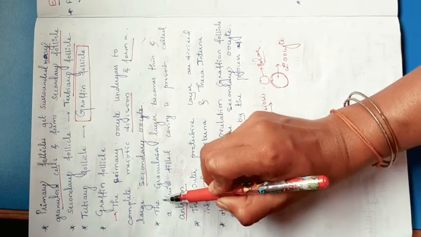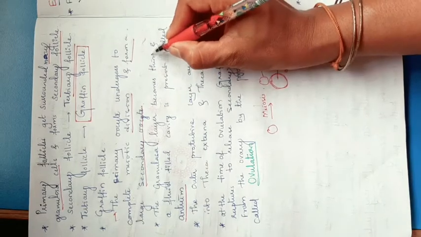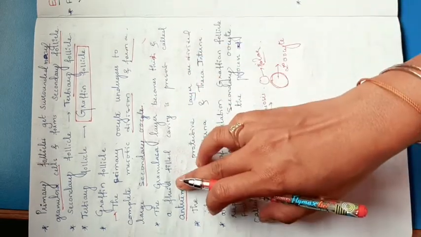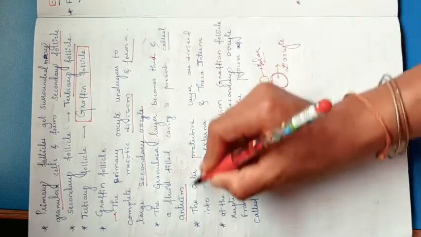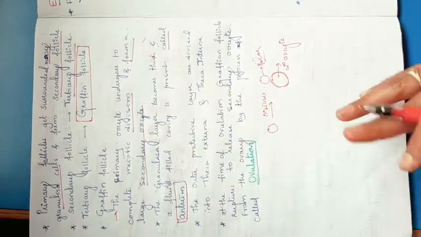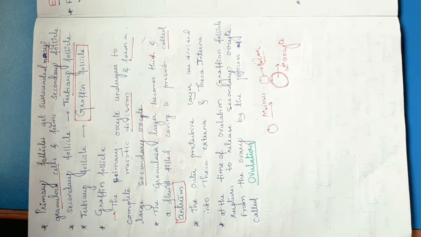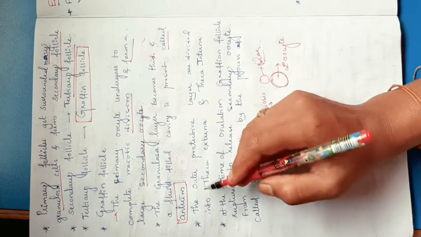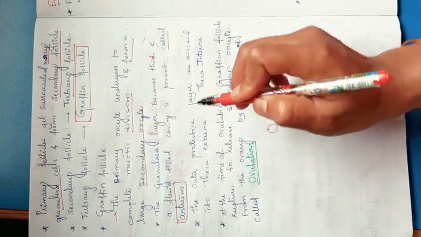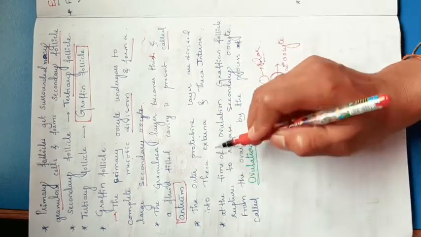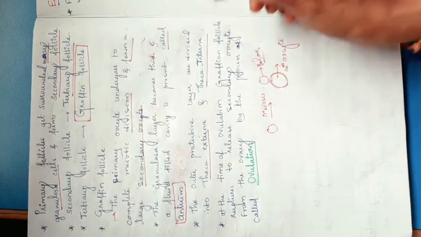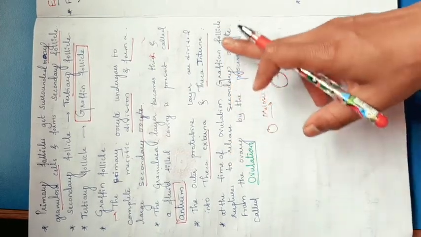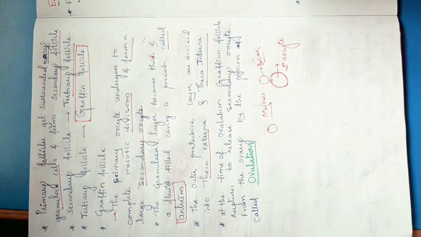Now, the granulosa layer becomes thick and a fluid-filled cavity is present, called the antrum. The question will arise, what is the antrum? The antrum is a fluid-filled cavity present in the Graafian follicle. Then the outer protective layer is divided into theca externa and theca interna. It is very easy to remember. Theca externa means external layer, theca interna means internal layer.